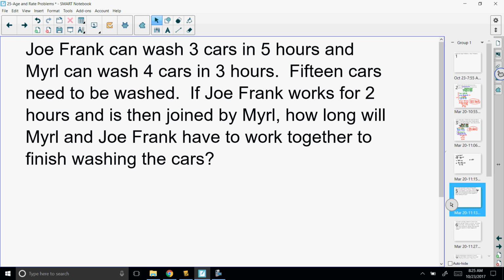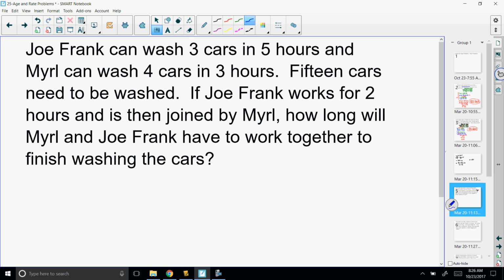Joe Frank can wash 3 cars in 5 hours, and Merle can wash 4 cars in 3 hours. 15 cars need to be washed if Joe Frank works for 2 hours and then is joined by Merle. How long did Merle and Joe Frank have to work together to finish washing the cars? So this appears to be 2 people working, correct?